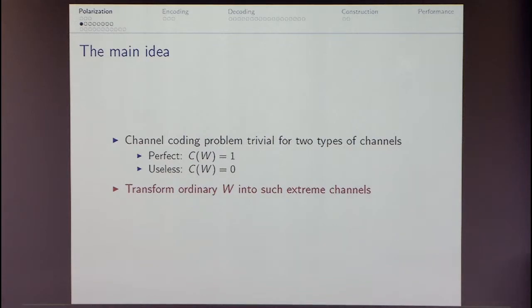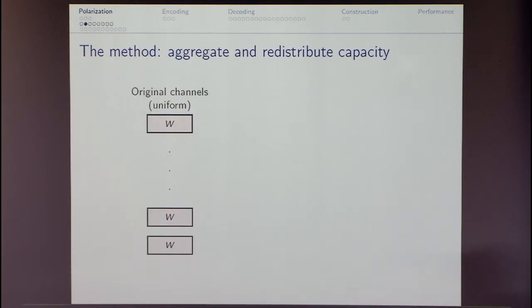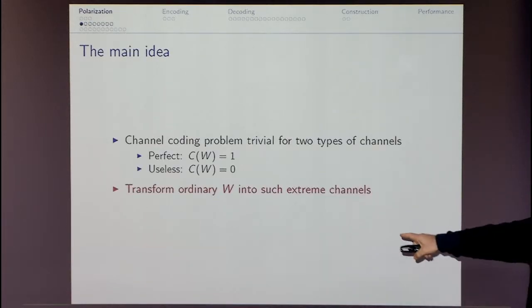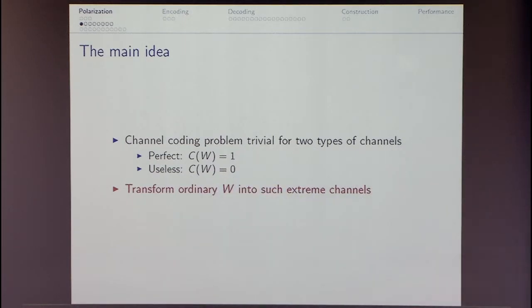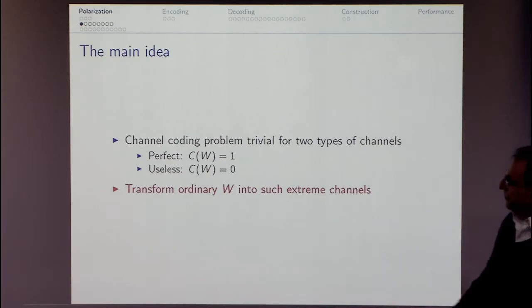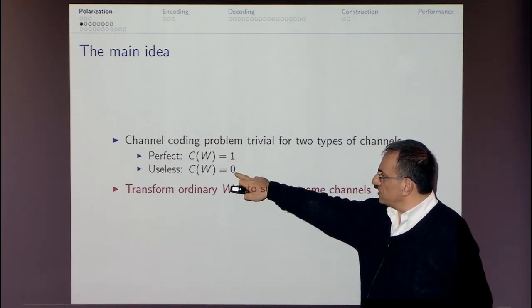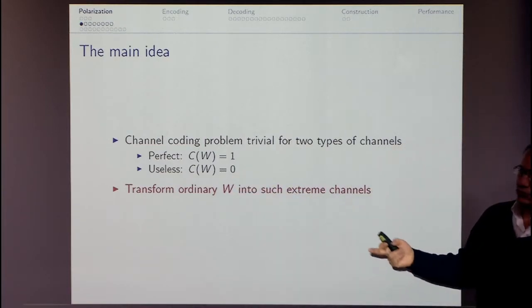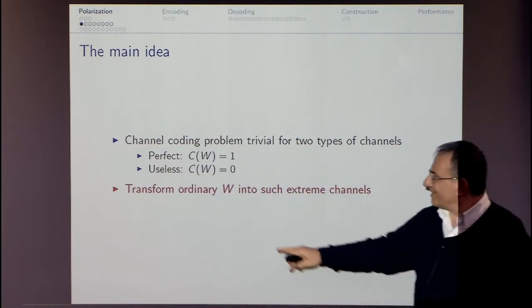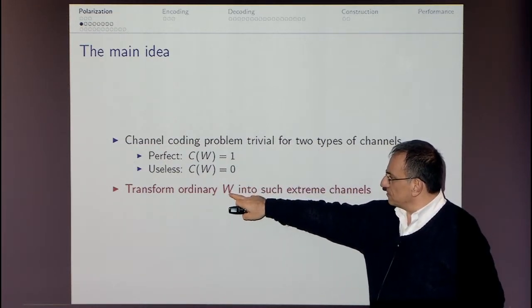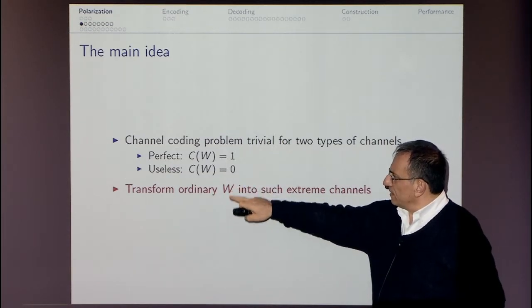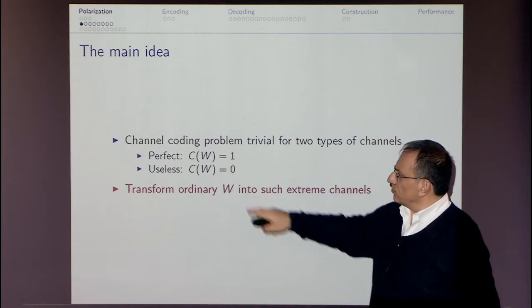So the idea, as I said, is to transform given ordinary channels, W, into extreme channels, either this type or that type. Of course, we cannot do it perfectly. So you can never start with ordinary channels and achieve channels which are either perfect or pure noise channels. We cannot do it in an ideal fashion. But we will try to start with many copies of these ones, and obtain channels which are near perfect or near useless.